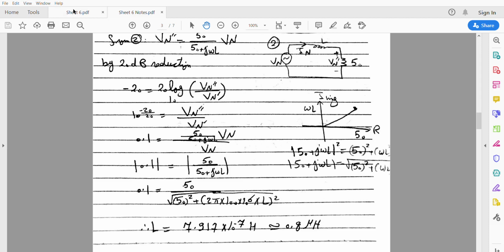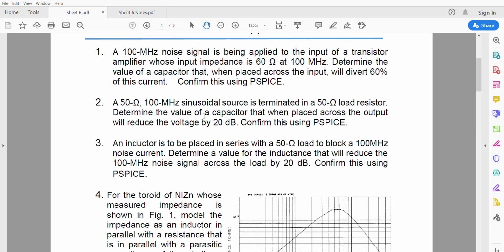Now let's go back to our questions. Question 1. A 100 MHz noise signal is being applied to the input of a transistor amplifier whose input impedance is equal to 60 ohm at 100 MHz. Determine the value of capacitor that when placed across the input will divert 60% of this current.